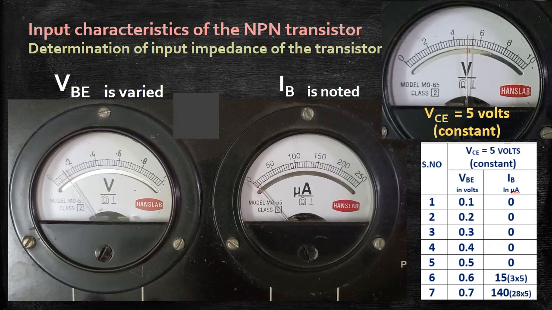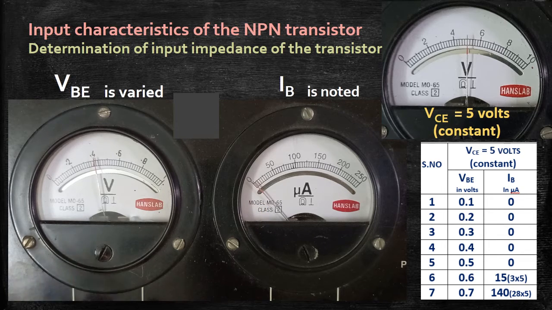For VBE 0.2, note down the reading. It is still 0. IB is 0. For 0.3, what is the reading here? Again it shows 0. IB is 0. For VBE 0.4, what is the value of IB? Again it shows 0. 0 microampere.